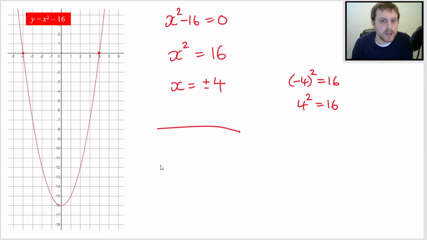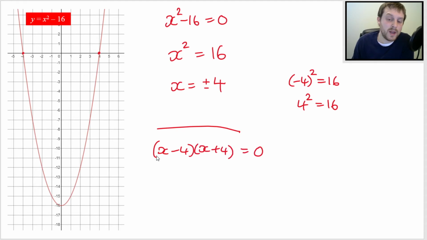A lot of you are quite good now at factorizing the difference of two squares. You could factorize this as x minus 4, x plus 4. Remember, it's still equaling 0, and then you get the same answer. You get x is 4, or you get x is minus 4. It's the same thing. That's what this plus or minus symbol means. It just helps you quickly write the answer to a question like this, basically.